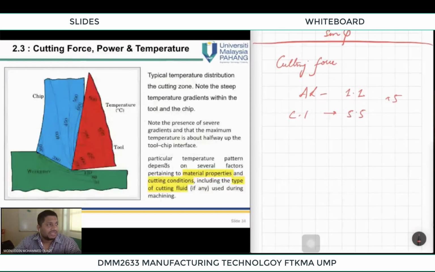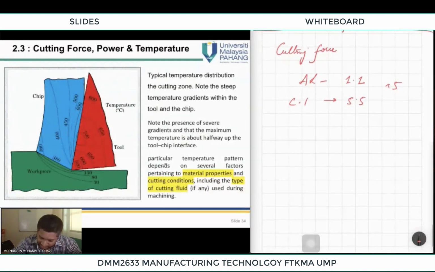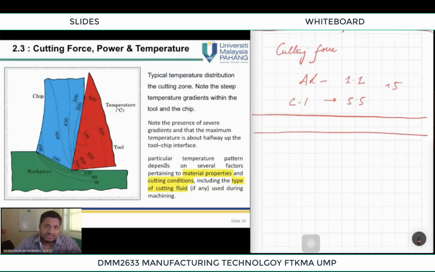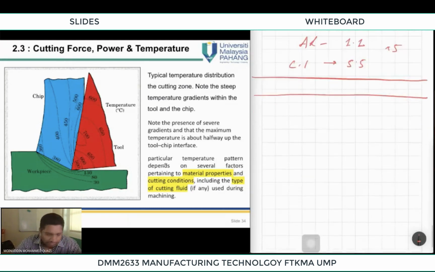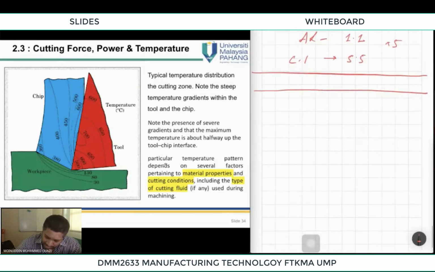So this is the last slide for today. It's a very important slide. Some portion of it will come in the exam, 100%. Okay, this slide is very, very important. Temperature distribution.